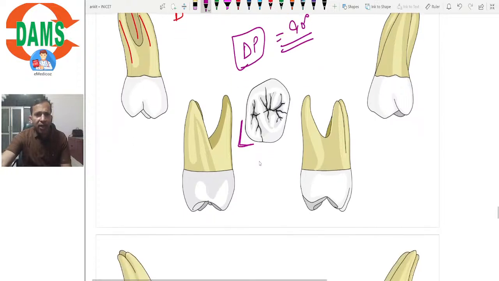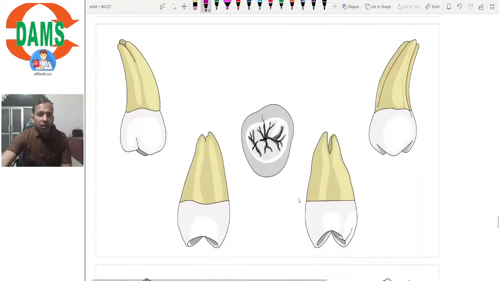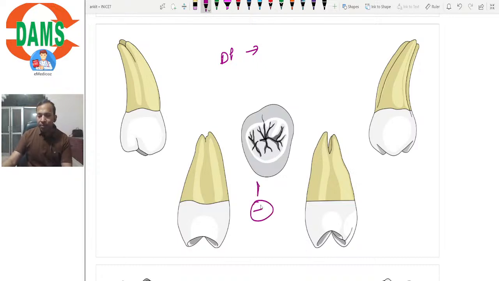And there is not much else in this one. The cusp of Carabelli is absent here, right? When we go to the third molar, the distopalatal cusp itself is absent. The distopalatal cusp, as I told you, decreases drastically in size from first to third molar, since it is the secondary cusp, and here as you can see it is absent, right?